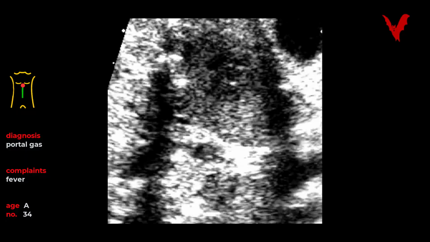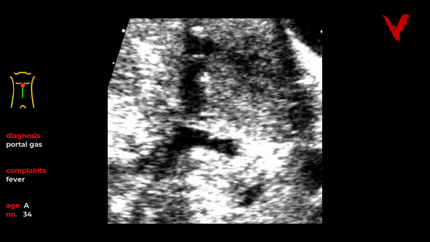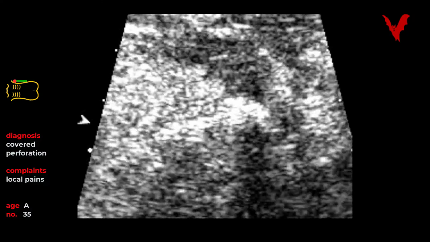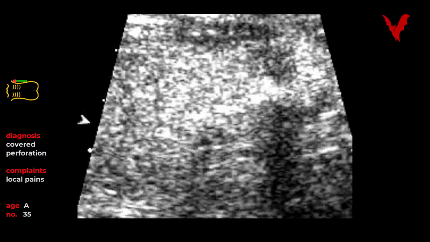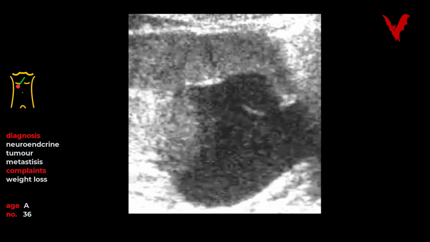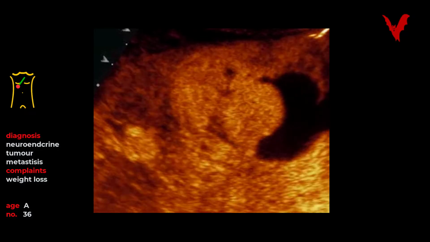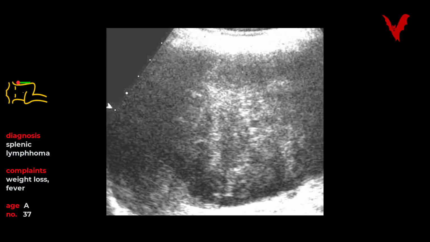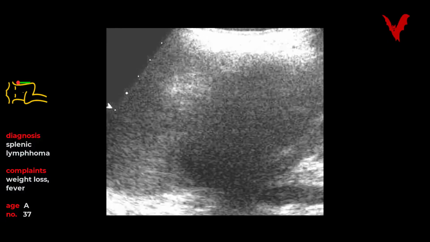This figure 34 shows bubbles floating into the liver. In figure 35, you see a perforated diverticulitis. When fine needle puncture was performed in case number 36, a maximum of adrenaline was found in the aspirate. An isolated splenic lymphoma was found in case number 37.